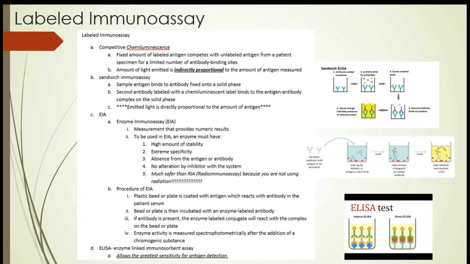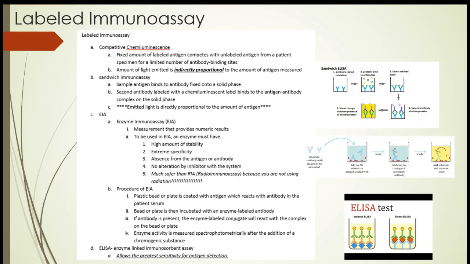Okay. We also have sandwich immunoassays, and I have a picture of a sandwich ELISA over here on the right. This is where the sample antigen binds to an antibody on a solid phase. A second antibody is added, and we get a chemical reaction to happen. And this is where the light is directly proportional to the antigen. Okay, so it was indirectly proportional in the last example. This one is directly proportional.